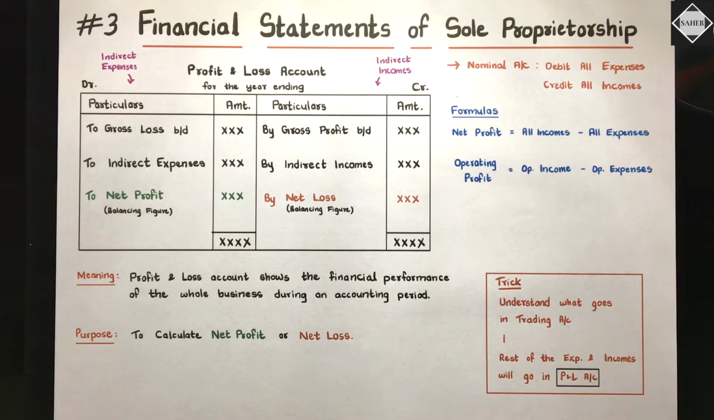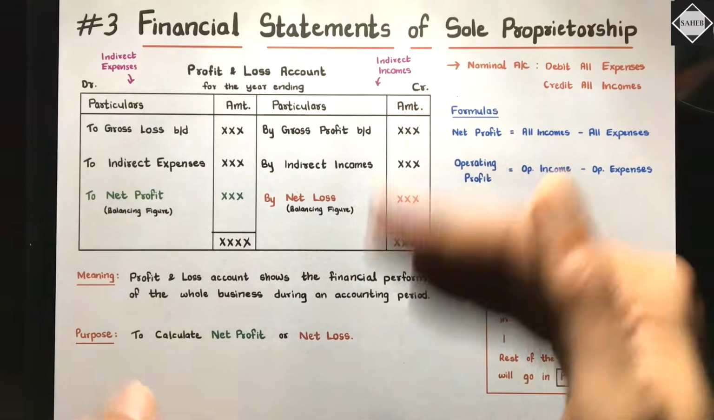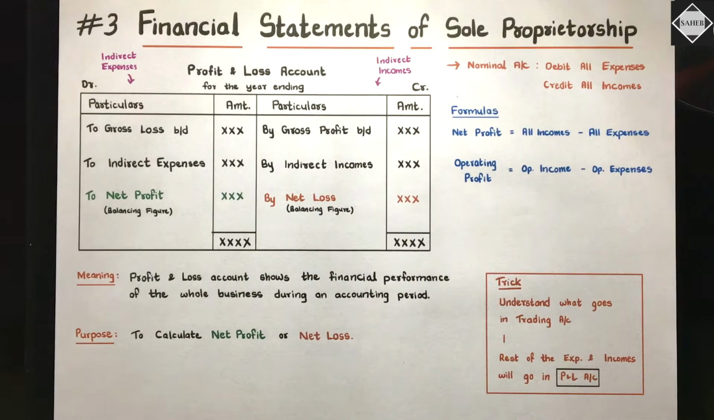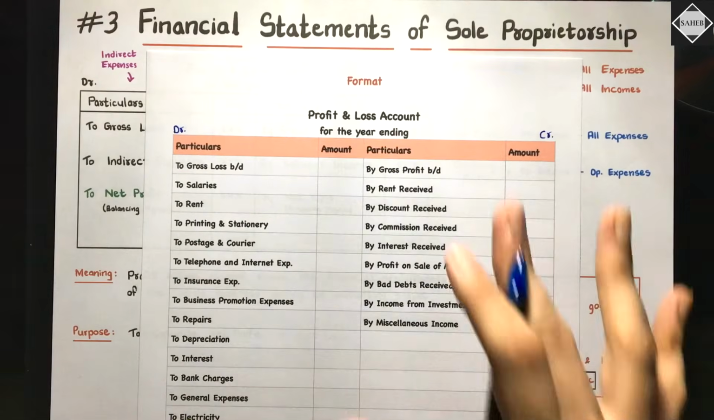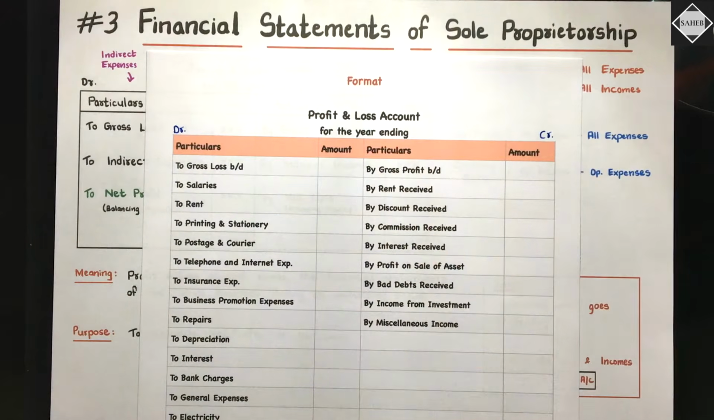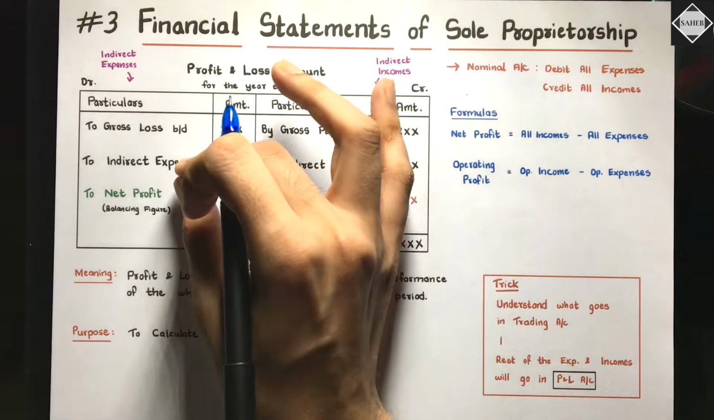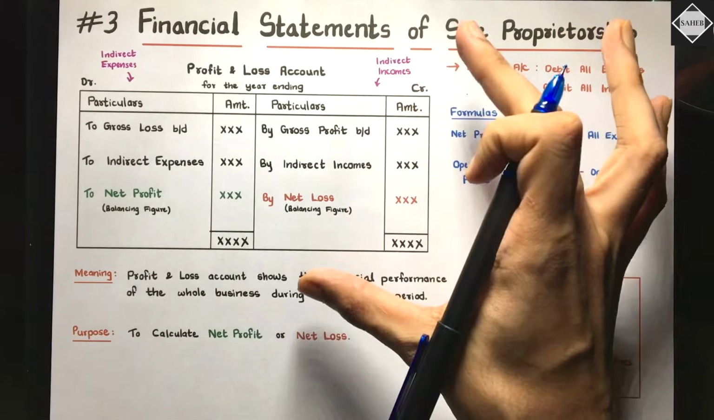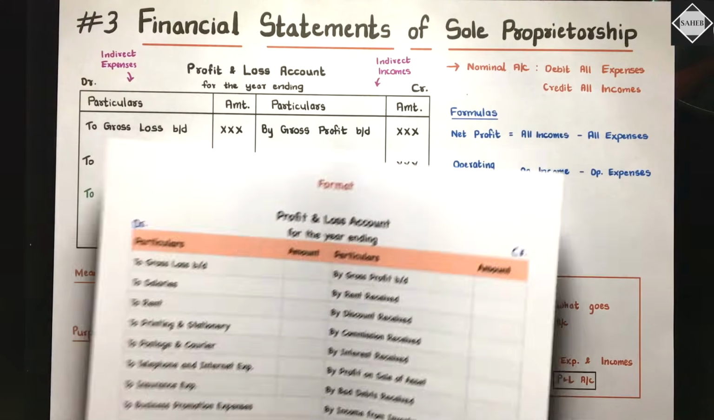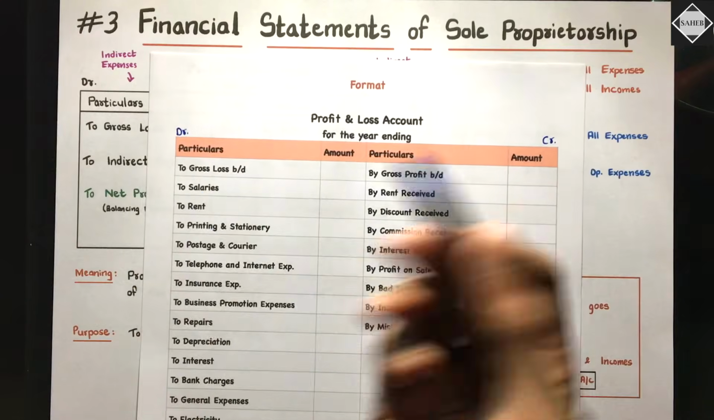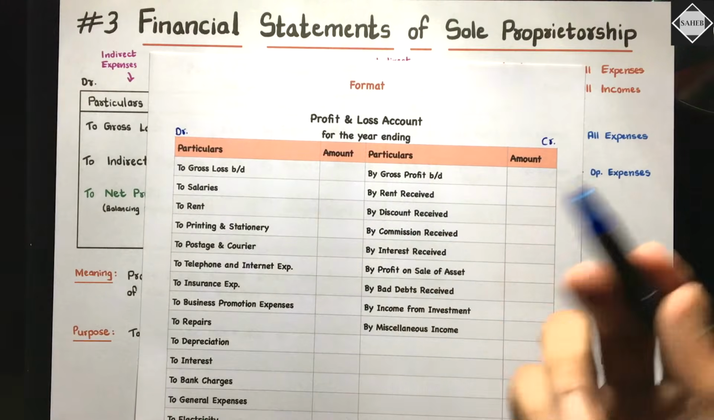Now let's see the detailed format and have a glance at indirect expenses and indirect incomes, and then we'll move on to the closing entries. Okay. Now see here, we have the detailed format of the profit and loss account, which will be there in your book as well, right? The same format. It's just that there are lots of indirect expenses and lots of indirect incomes. Is it clear? So see here. First, as usual, gross loss or gross profit. That's how we start.